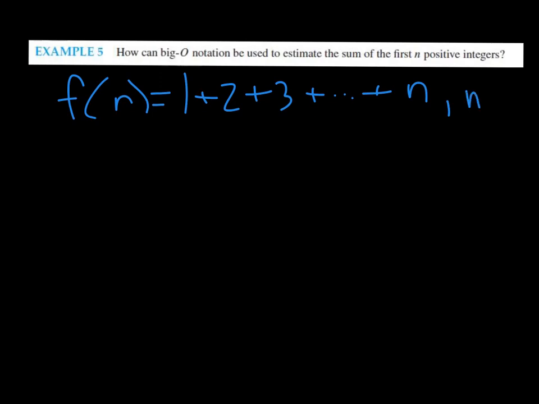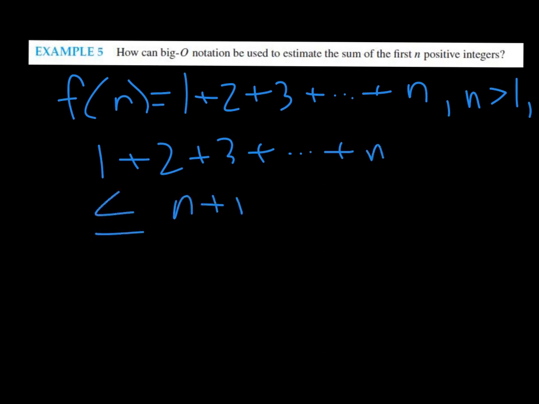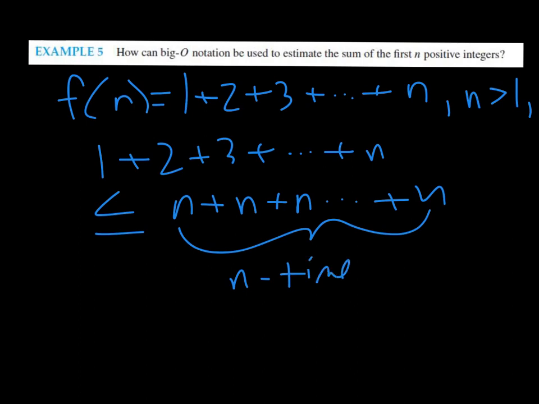As long as n is greater than 1, we're going to get that this expression right here, 1 plus 2 plus 3 plus up to n, is less than or equal to n plus n plus n plus n, where we're summing this n times. All I did was I replaced all the numbers with n's. This 1 got replaced with n, this 2 got replaced with this n, this 3 got replaced with this n, and so on and so forth until we get to the very end.